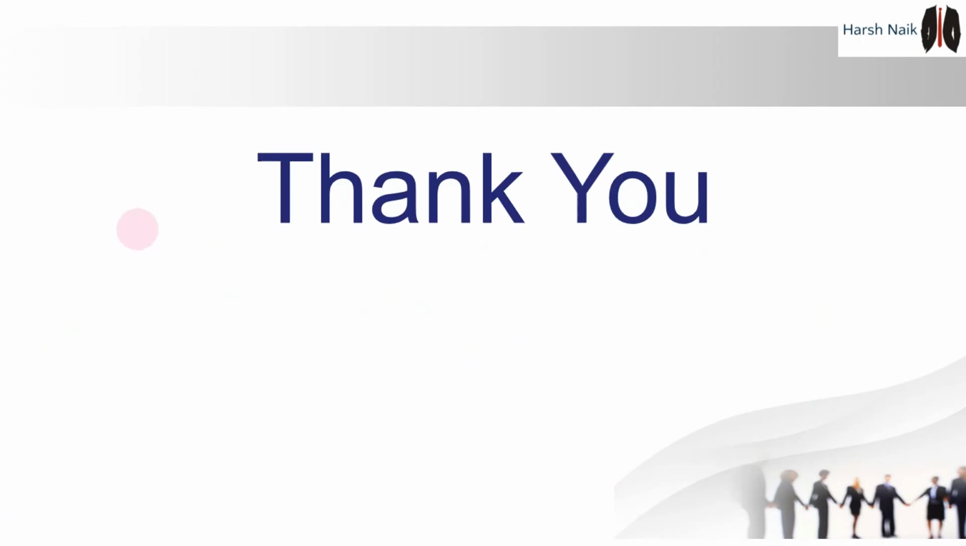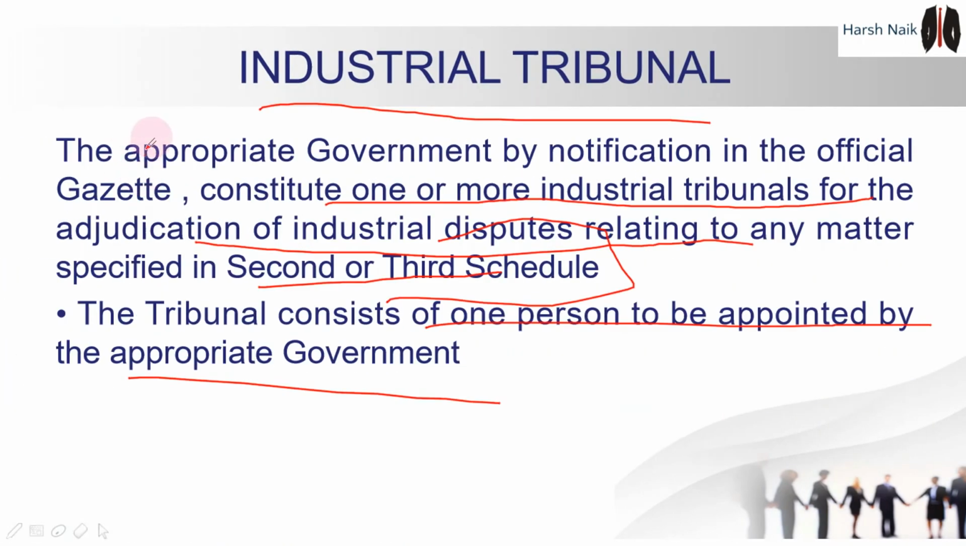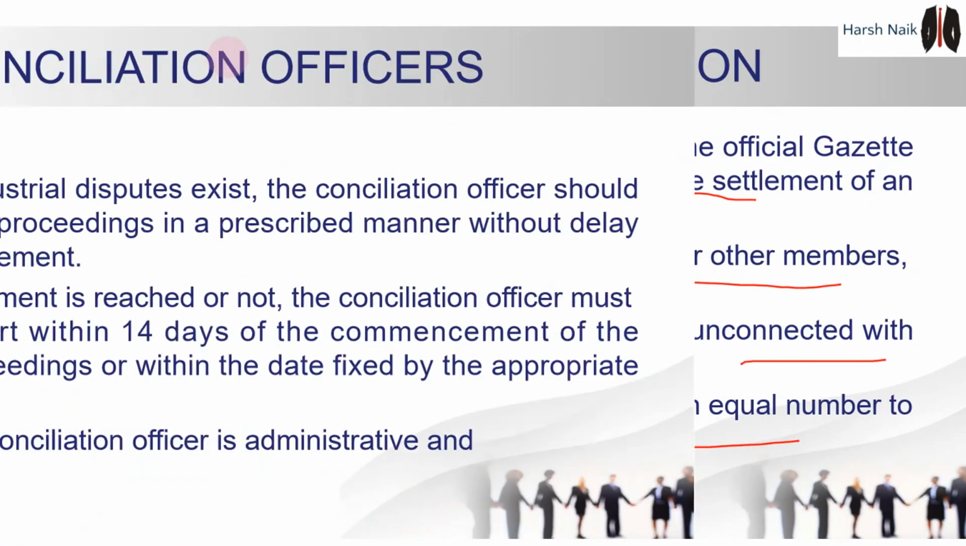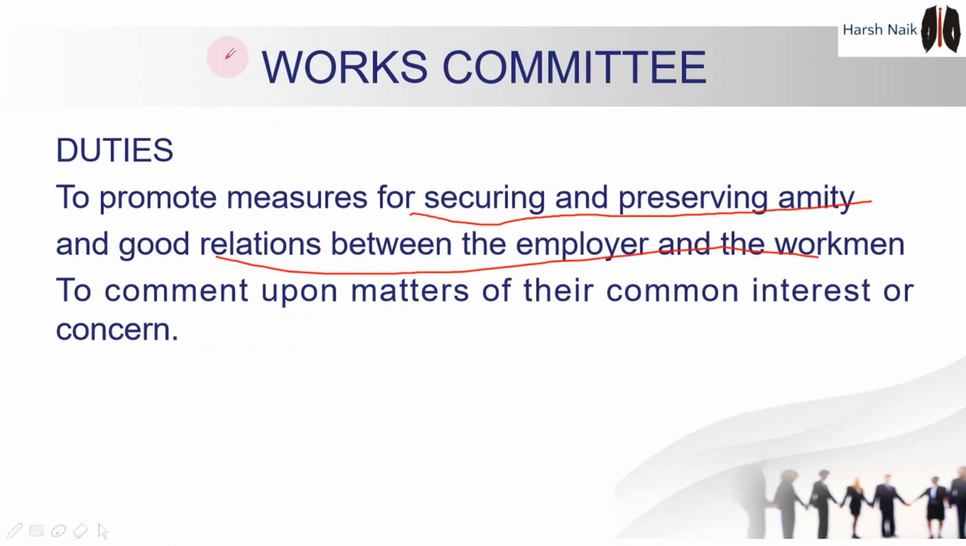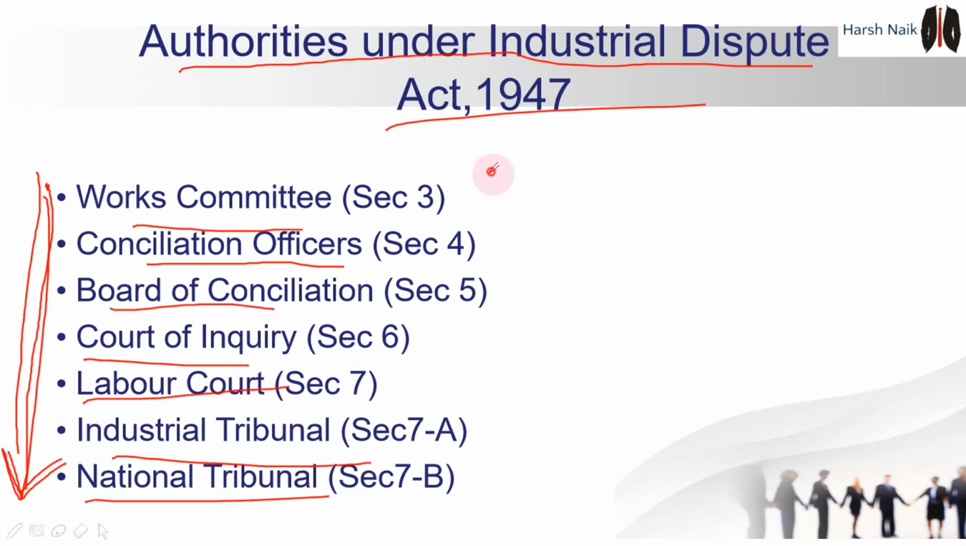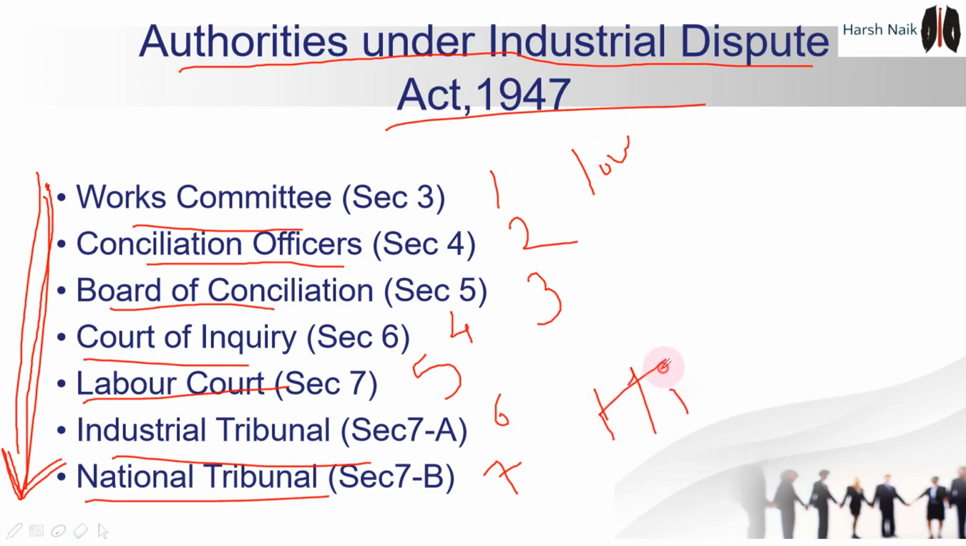So here what we are seeing is, from a very low level, let me go to the previous slide here. That is, we start from the works committee, then the conciliation officer, then there will be boards of conciliation, and there will be a court of inquiry, then the labor court, then the industrial tribunal, and lastly, if it has national importance, the national tribunal. So we are going from the lower level to the higher level, right, for the different kinds of disputes.